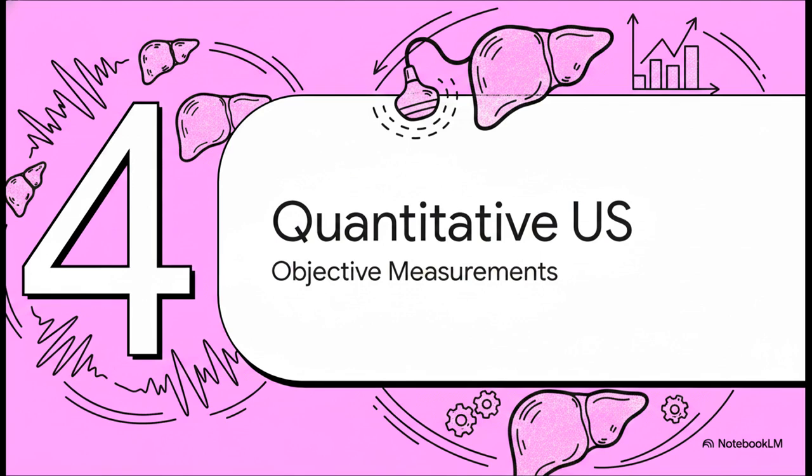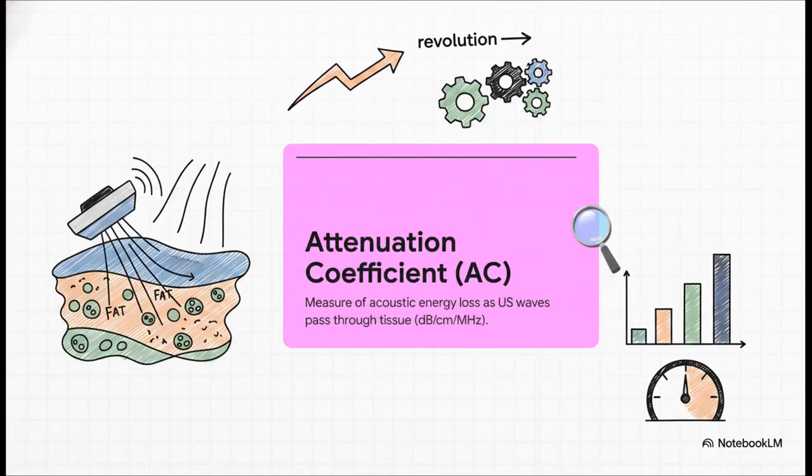All right, Section 4, the solution. Let's talk about quantitative ultrasound and getting those objective measurements. The whole foundation of this revolution is the attenuation coefficient. Let's simplify the physics a bit. As an ultrasound wave passes through tissue, it naturally loses energy due to absorption and scattering. Well, the presence of fat in the liver significantly increases this attenuation, causing a signal delay.